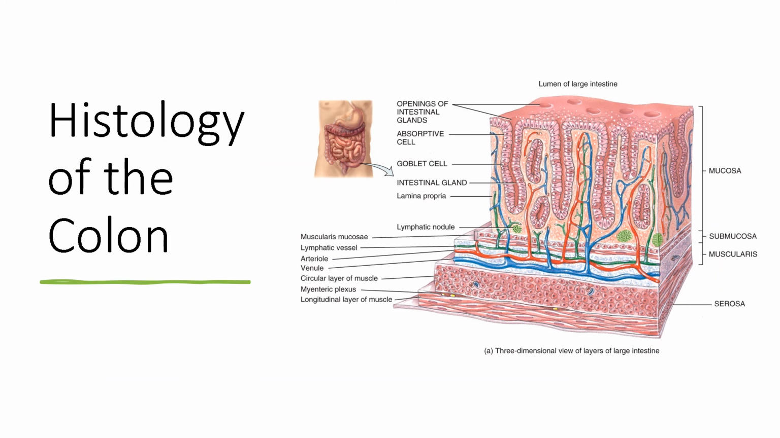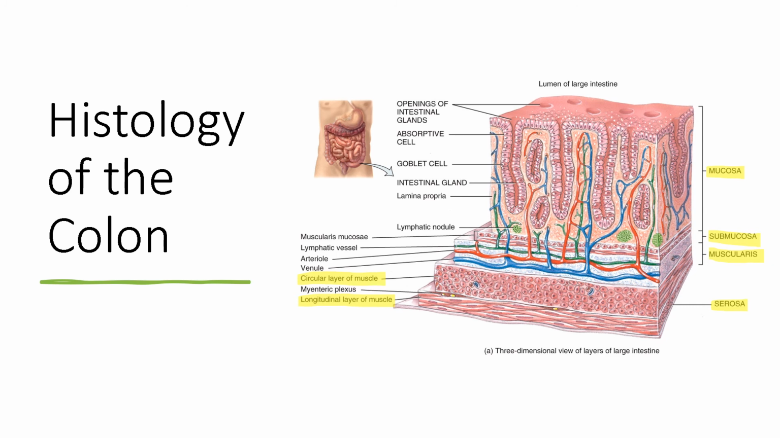Now, the wall of the large intestine contains the typical 4 layers that we find in the rest of the gastrointestinal tract. We're going to see the serosa, the muscularis layer, which also has those longitudinal and circular layers of muscle. We'll also see the submucosa with the arterioles and venules and lymphatic vessels within that submucosal layer, and then the very large mucosal layer.